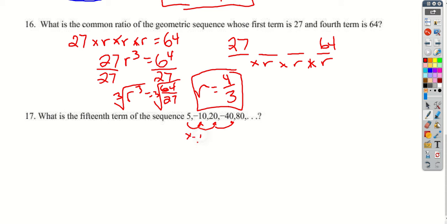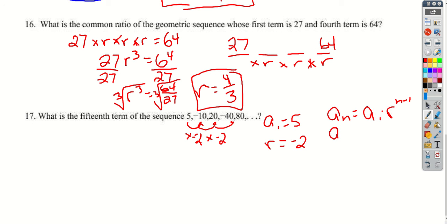And I actually need to be multiplying by -2 to make this happen. So I'm multiplying everything by -2. So in our terms, we need to know a sub 1, which is 5. We need to know our common ratio, which is -2. And then I can write my sequence. So a sub n is equal to the first term times r to the n minus 1. So a sub n is equal to the first term, which is 5, times -2 to the n minus 1. And then I'm going to find the 15th term. So a sub n is equal to 5 times -2. We know that we're going to do 15 minus 1, which is 14.